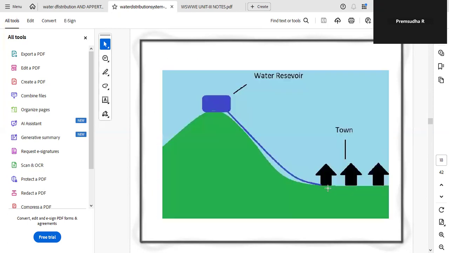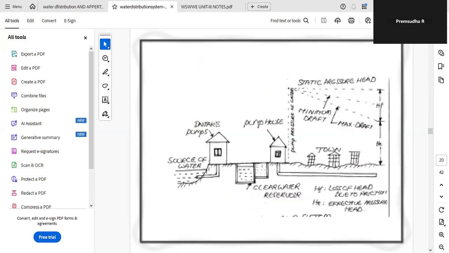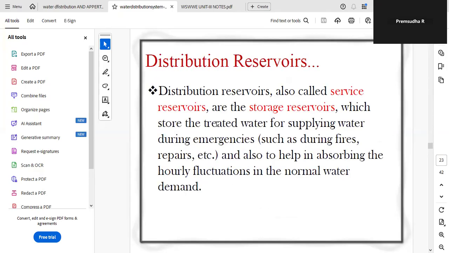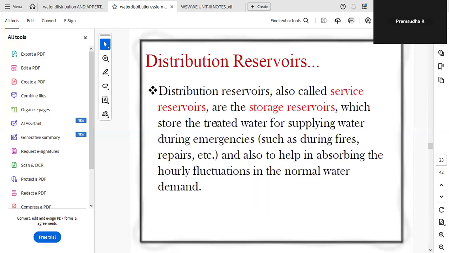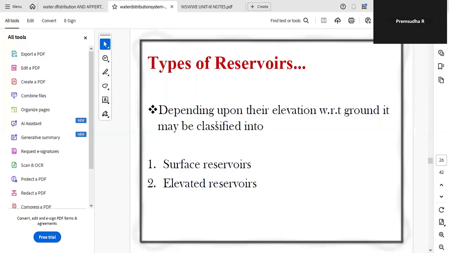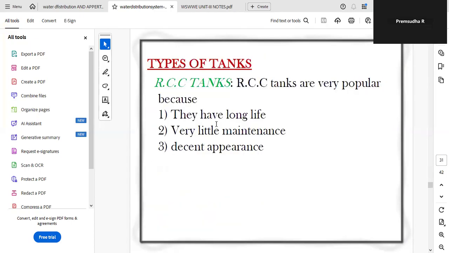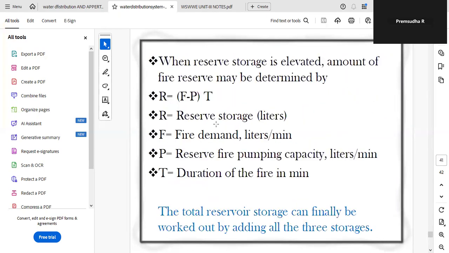The methods of distribution were already explained. What were the methods of distribution? Gravity system, pumping system, then combined gravity and pumping. So with this, I'll stop. The next class will start with reservoir. What is meant by reservoir? What are all the types of reservoir? Then points to be considered. All this I will explain later.